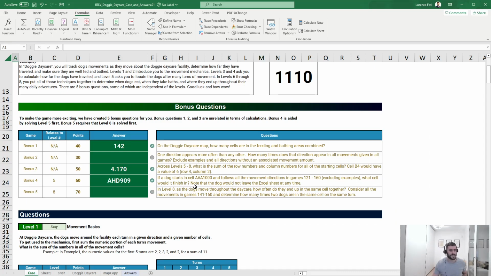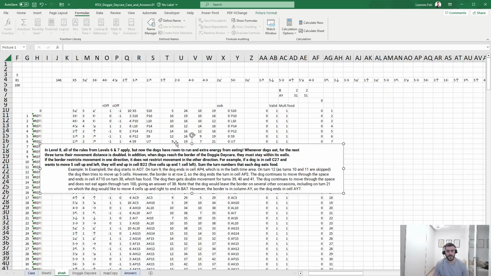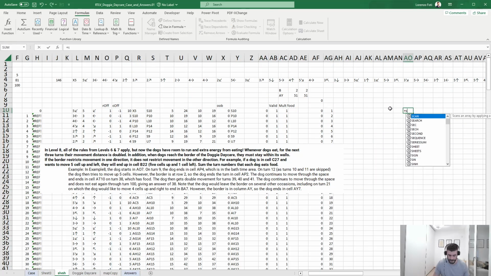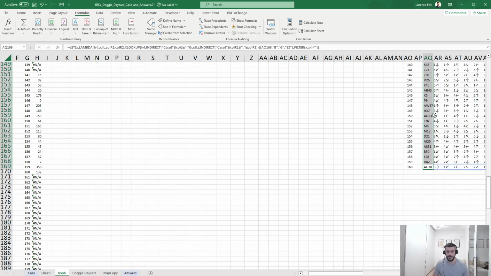So bonus 2 asks: one direction appears more often than any other. How many times does that direction appear in all movements given in all games? Exclude examples and directions without an associated movement amount. Okay. So I have a sequence of 160 games. I want to pull out all the info that I can.